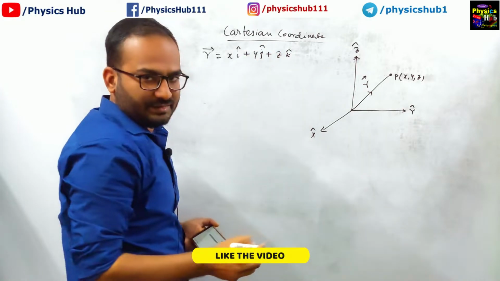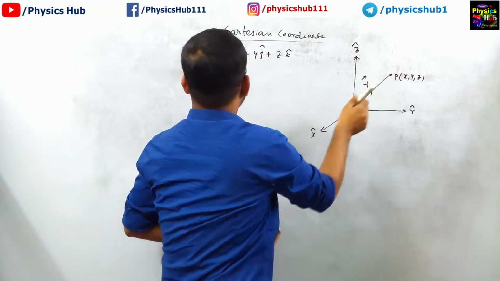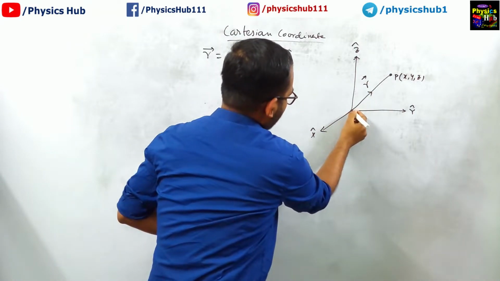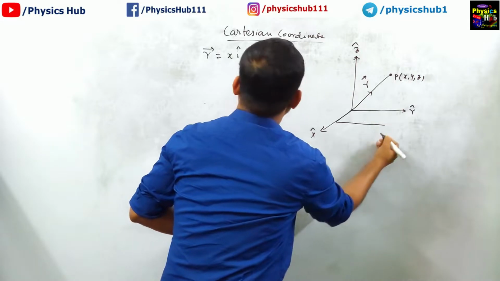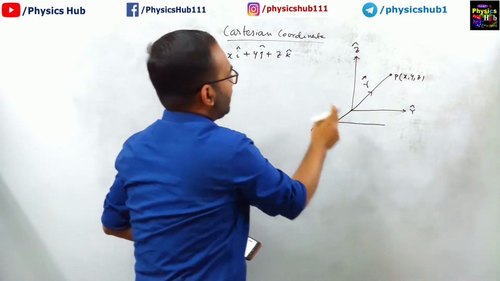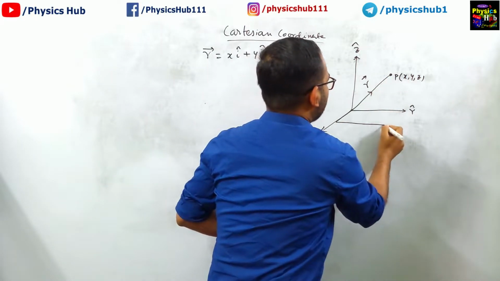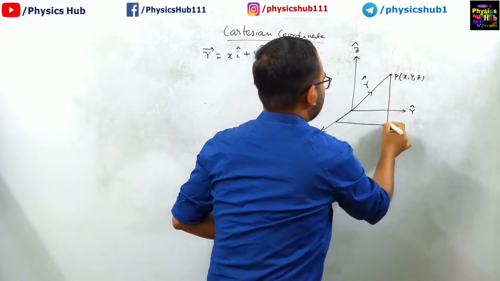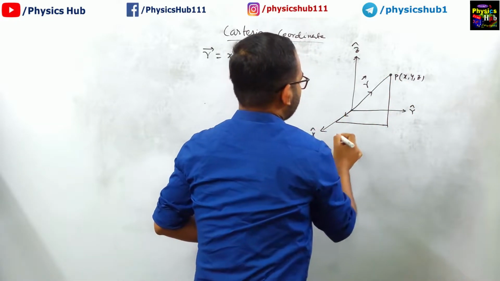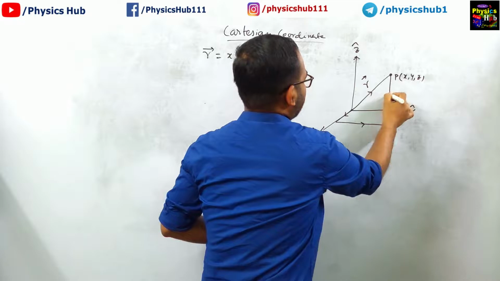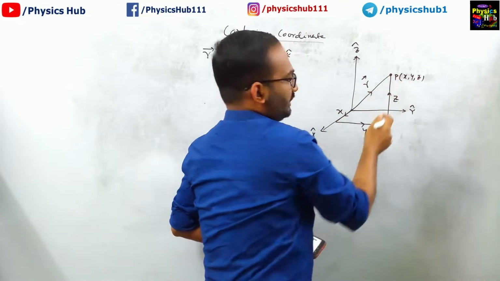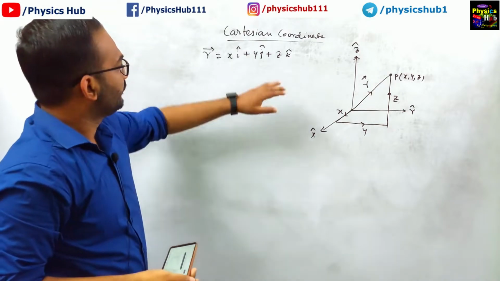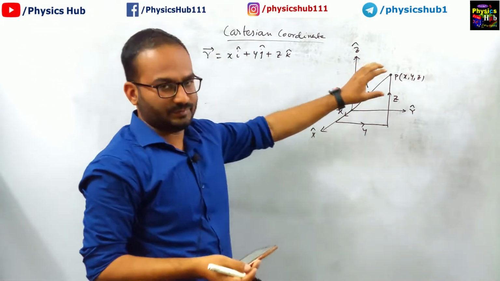What does it mean? If you want to reach this point, you have to go x amount along the x cap direction, then y amount in the j cap direction, and then finally z amount in the k cap direction. That is why the position coordinate is defined in this way.